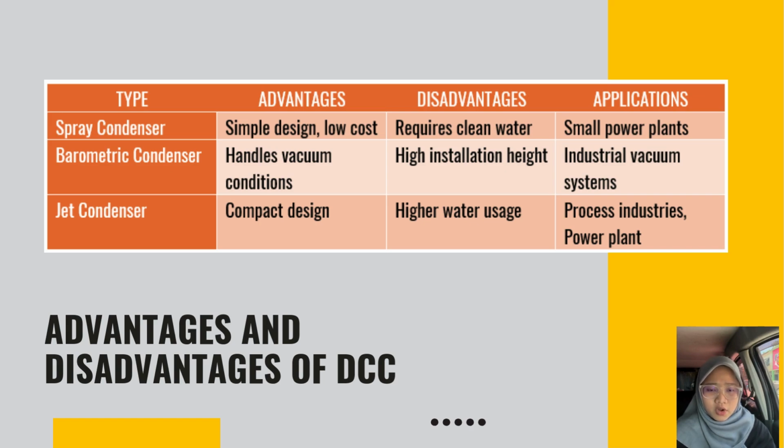It is suitable for small power plants, and for barometric condenser, the advantage is it handles vacuum conditions, and the disadvantage is the high installation height, and it is suitable for industrial vacuum systems. Lastly, for the jet condenser, the advantage is the compact design, but the disadvantage is the higher water usage, and it is suitable for the process industry and the power plant.